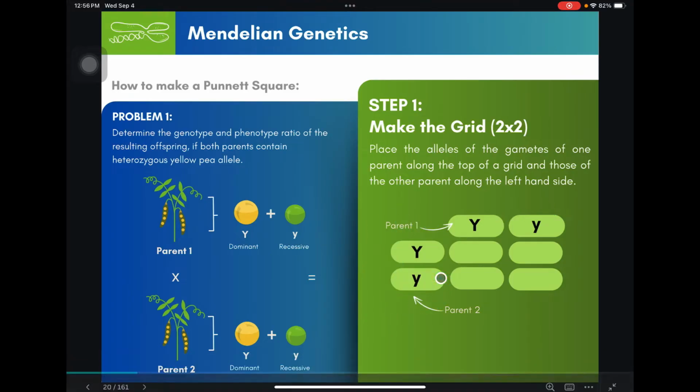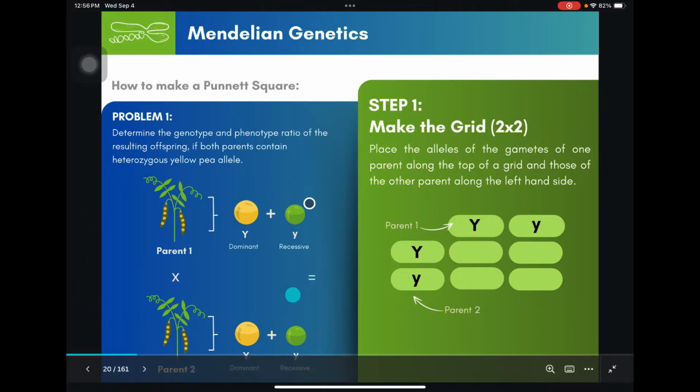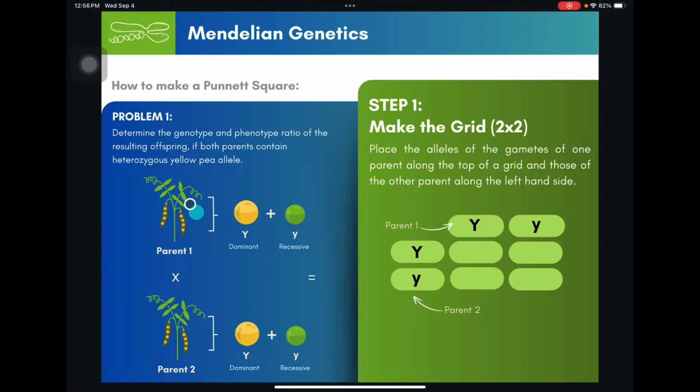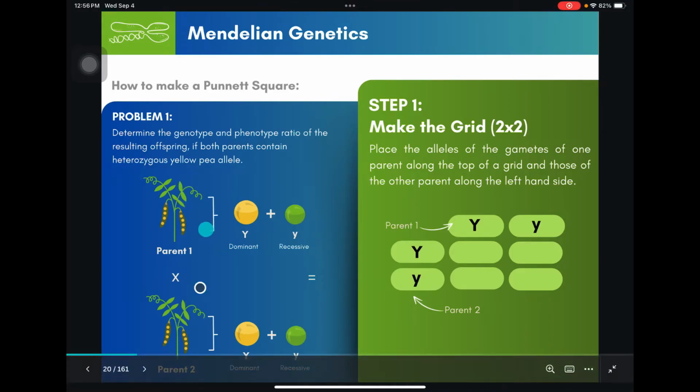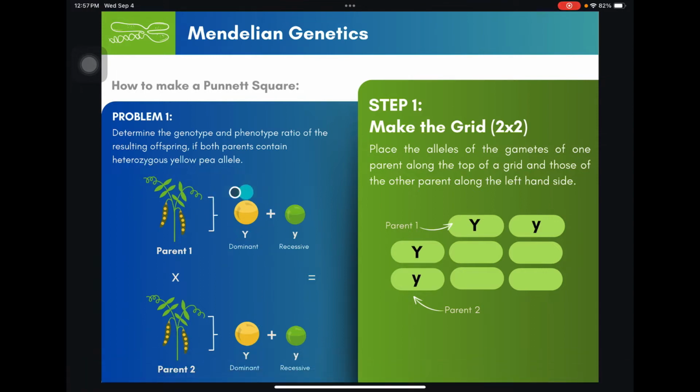For your visualization, I particularly created this one wherein parent one carries heterozygous yellow P allele. Since both of the parents carry heterozygous yellow P allele, meaning to say one of which is dominant, which is the yellow P allele, and one of which is recessive, which is the green P allele. So in making your Punnett square, just input both of these alleles into our table, as you can see in this one. One is in the column and one is a row.